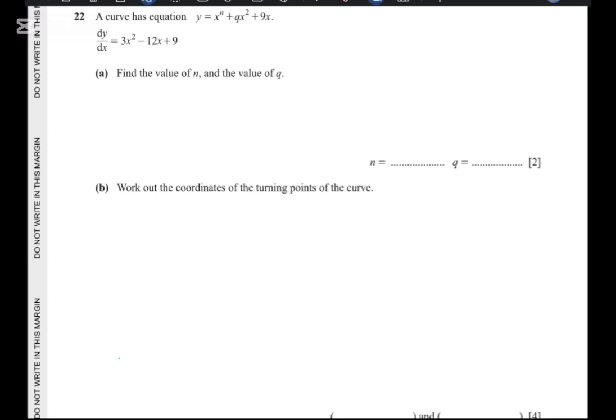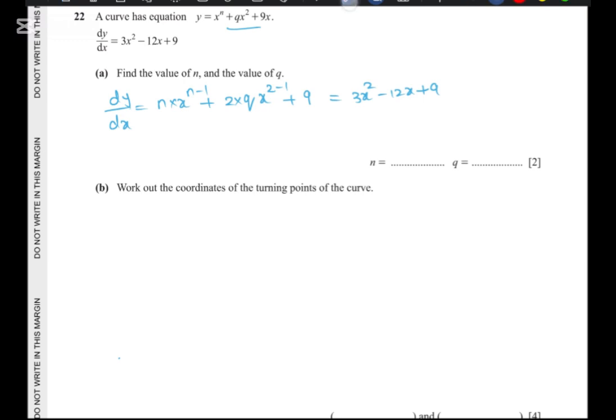Question number 22. A curve has equation y is equal to x raised to n plus qx square plus 9x. dy by dx is equal to 3x square minus 12x plus 9. Here the differentiation is given for the original equation, but the values n and q are missing. We have to find the value of n and q. So let us do the differentiation of this original equation. dy by dx is equal to n into x raised to n minus 1 plus 2 into q into x raised to 2 minus 1 plus 9. Now this is equal to 3x square minus 12x plus 9.